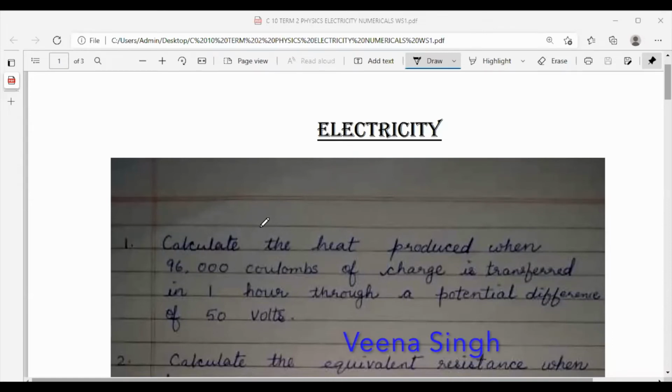Students have requested me to make a video on this topic, where we are taking numericals of the chapter Electricity of physics. So now we are going to take a few numericals of this chapter one by one. So what is your first question?